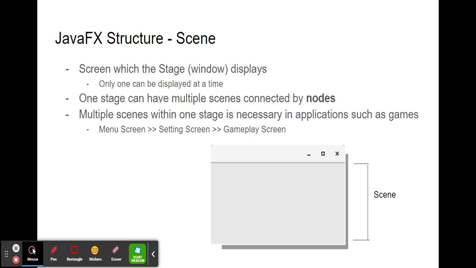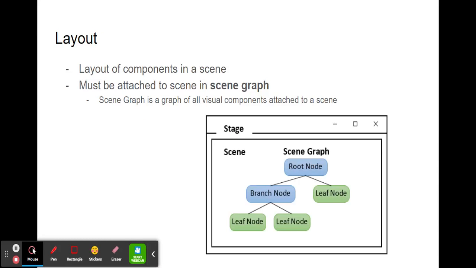And the scene is also important because it contains everything else that's in it. So JavaFX has multiple layers, if that makes sense. The first layer, the top layer, is the stage, and then it's the scene, and then it's the layout, which is essentially the components of a scene. It has multiple components in one layout, and it's exactly what it sounds like. It's how things look on the website and how it works. And it must be attached to the scene in a scene graph.